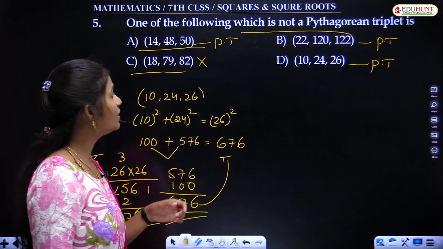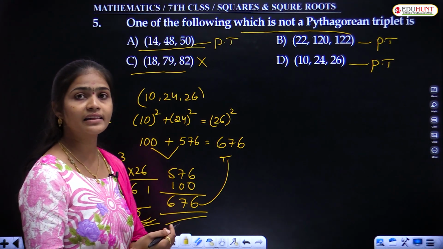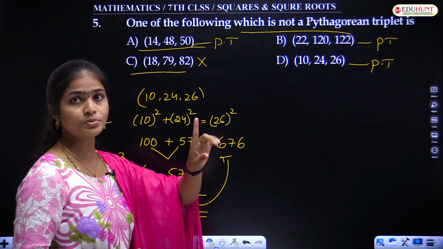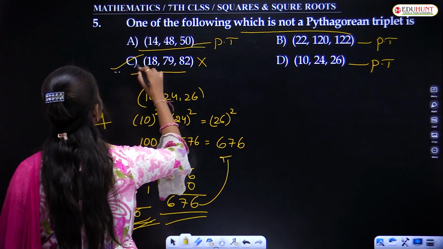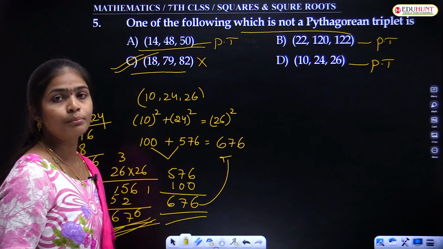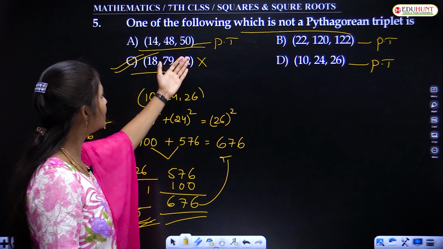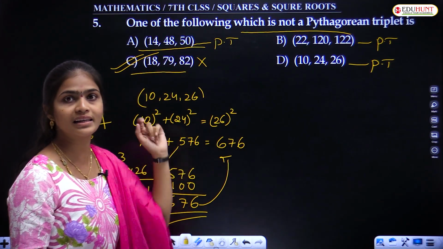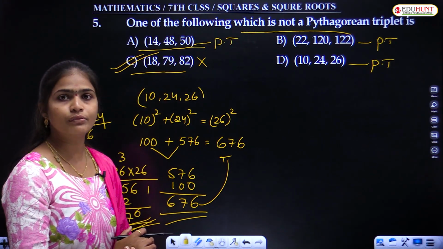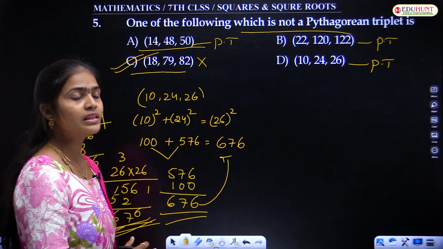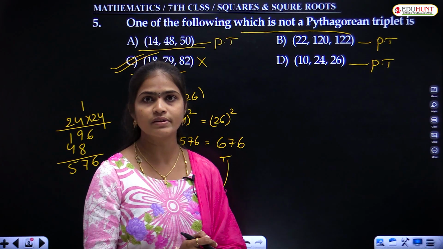Now what is the question? Which one of the following is not a Pythagorean triplet? They are saying that out of the 4 options, one option is not a Pythagorean triplet. So which option is correct here? Option C is correct according to the question, that is 18, 79, 82. That is not a Pythagorean triplet. The remaining 3 are Pythagorean triplets only. How we can check that, we also discussed, no? So in this video we discussed questions 1 to 5. In the next video we will discuss the leftover questions. Okay.